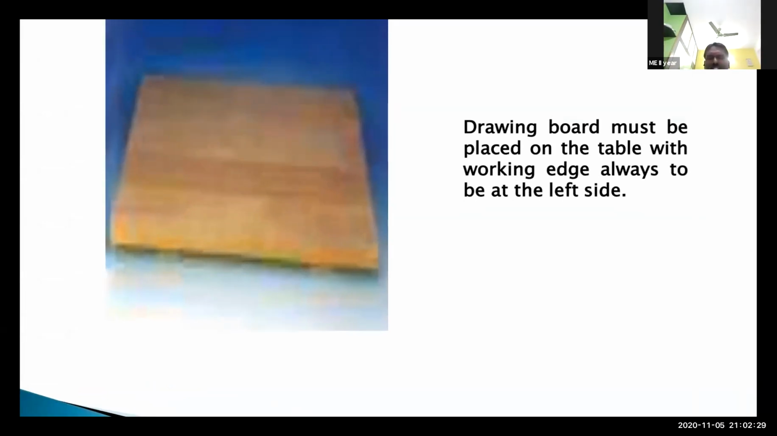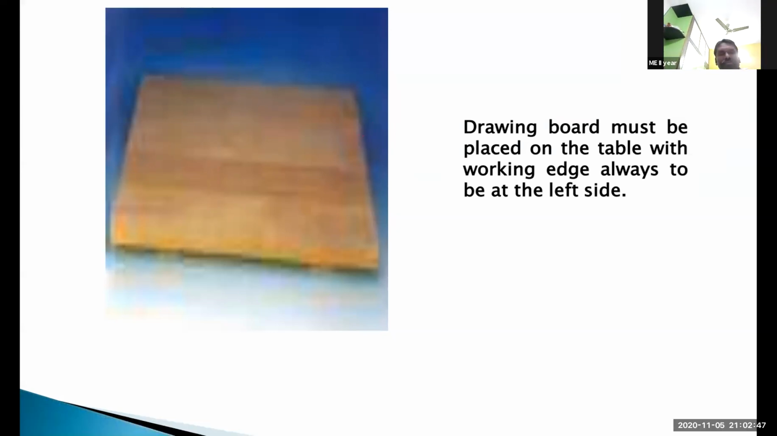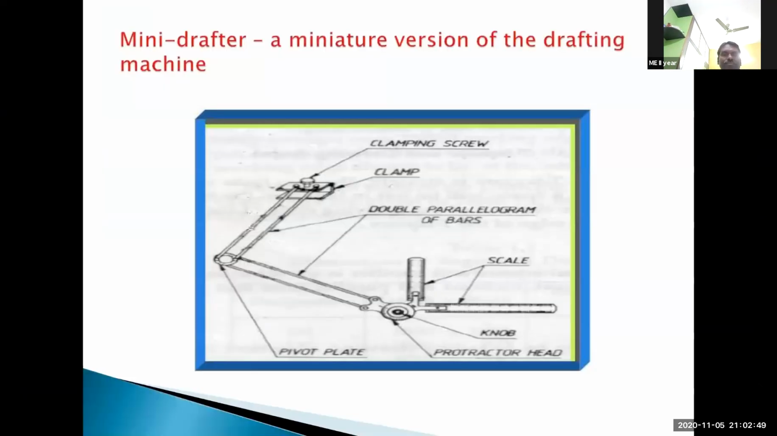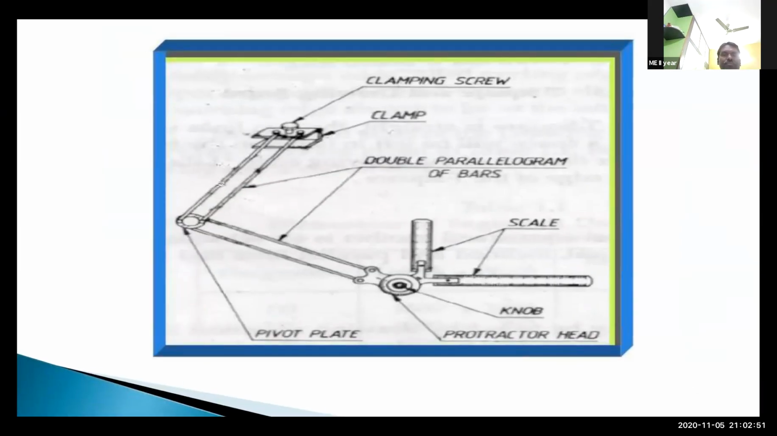Okay, so let us see about this. Drawing board must be placed on the table with the working edge always at the left side. This is the working edge. Left side is the working edge. And this is the drawing board placed on the table. It is the mini drafter. We have to place this at the left side, top corner of the table.